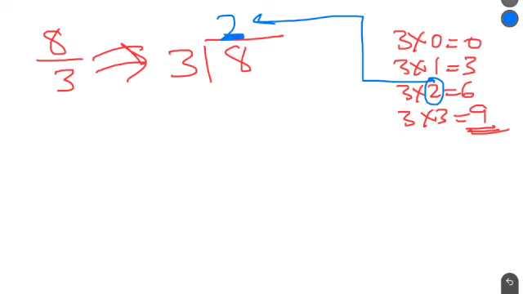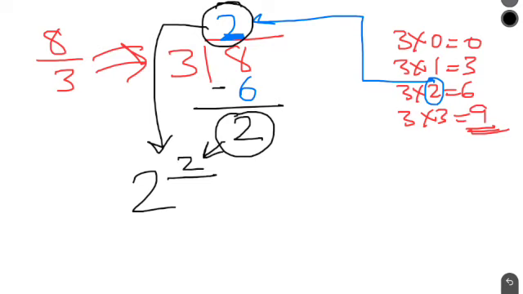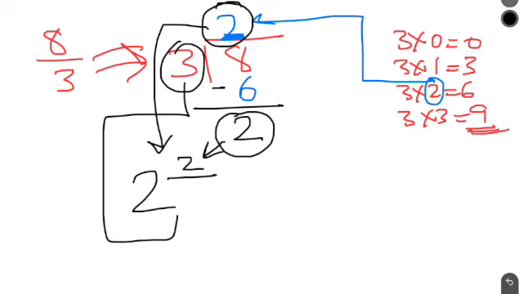3 times 2 is 6. 8 minus 6 is 2. Okay, so now we see that the whole number is 2, remainder 2 over 3. So this is how we convert an improper fraction of 8 over 3 to 2 2/3.